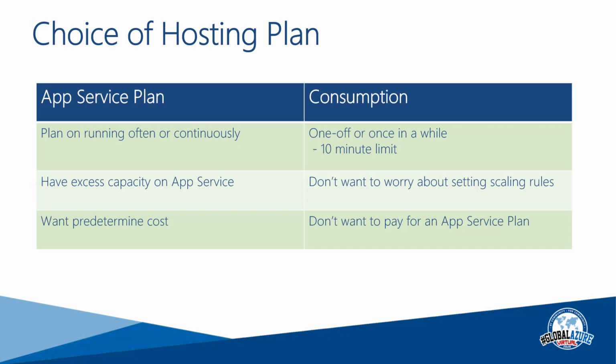And then if you want predetermined costs, so you saw we selected one of the plans, S1, I think that was 73 US dollars per month. I know how much I'm going to be paying if I am running that for a month.